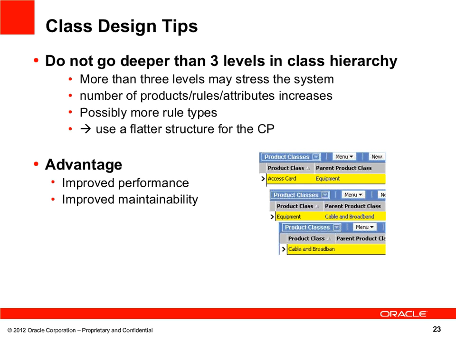The experience from our daily work shows that more than 3 levels can really stress the system. It increases the number of products, rules, and attributes, and you will definitely get more different rule types. So it will usually end up in a worse performance and maintainability. So the clear recommendation here is use a flatter or the flattest structure you can. Whenever possible, simply avoid using parent product classes at all. Simply use a flat structure.